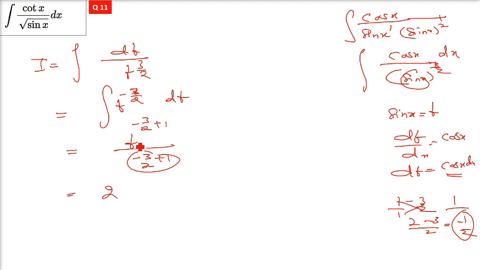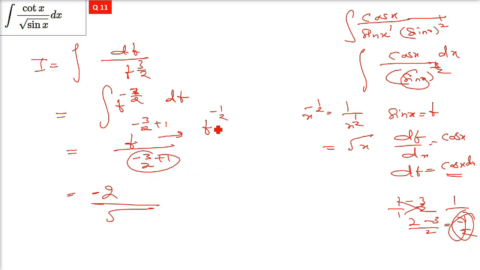So 2 goes up. How about this t raised minus 3 by 2 plus 1? 1 minus 3 by 2 is of course t raised minus half. So x to the power minus half is 1 by x to the power half, and anything to the power half is root only. So 2 divided by under root t, negative, don't forget about negative. This t goes down with a root. So negative 2 divided by under root t plus constant of integration will come.